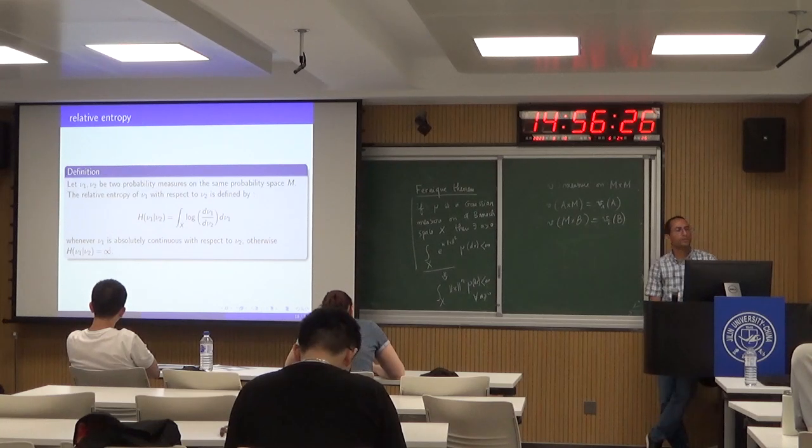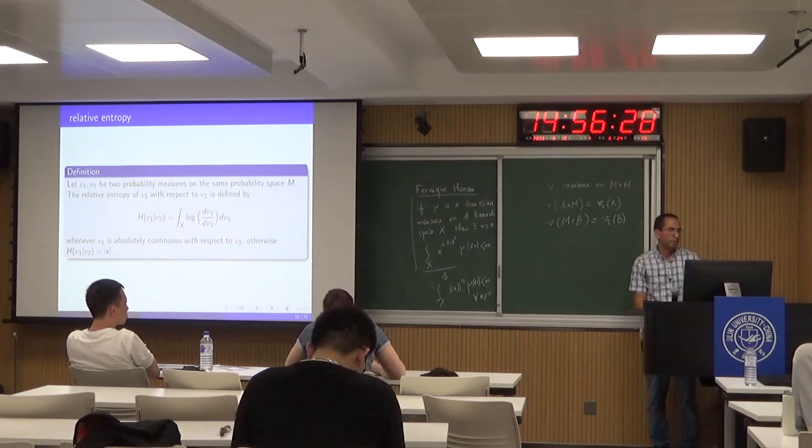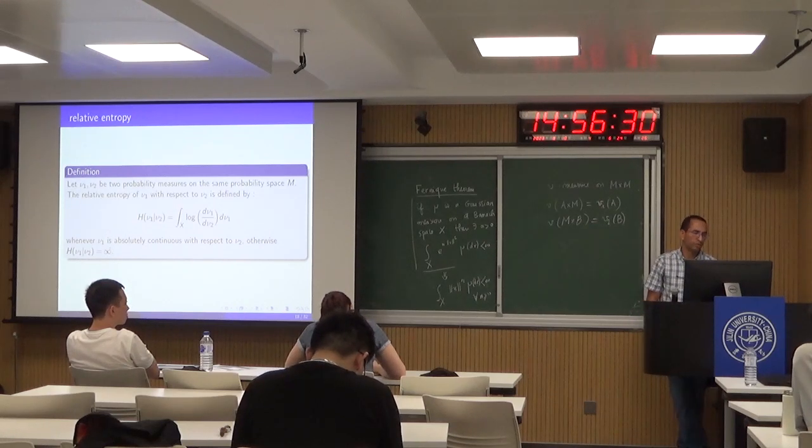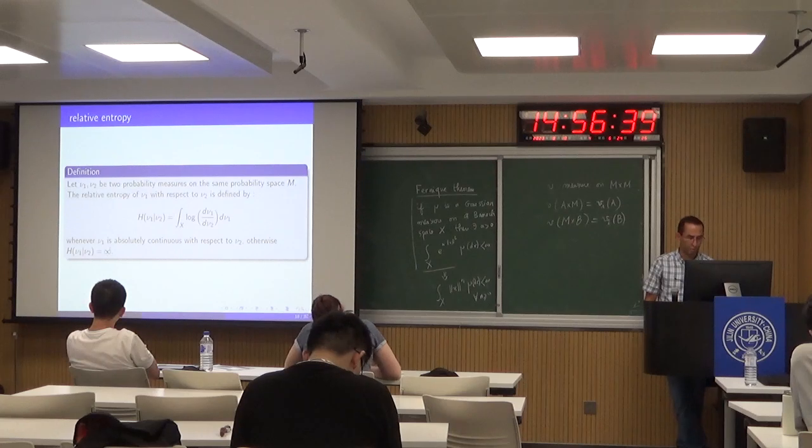Okay, so now I introduced relative entropy, I introduced Wasserstein distance, and we will have some inequality that we'll use to derive and estimate the distance between this measure mu and the Wiener measure.